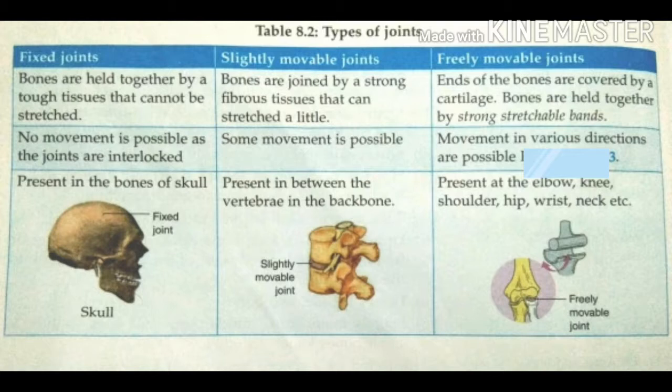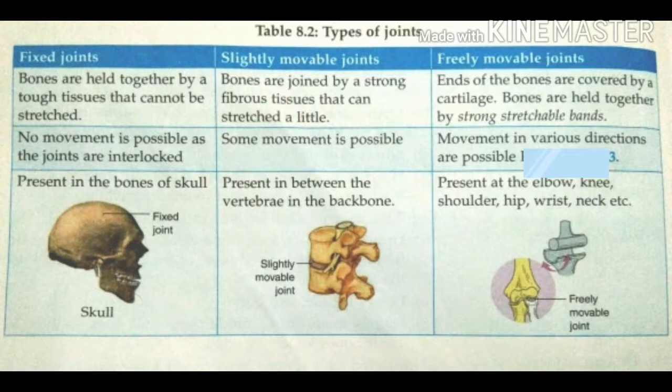Next point, the freedom of movement in the joint. No movement is possible as the joints are interlocked. There is no movement in fixed joint. In slightly movable joints, some movement is possible. Next one, freely movable joint. Movement in various directions is possible.